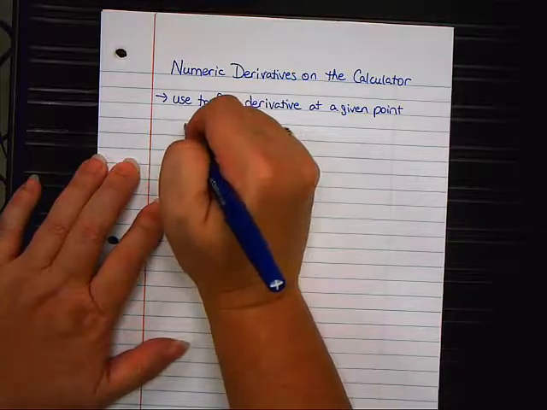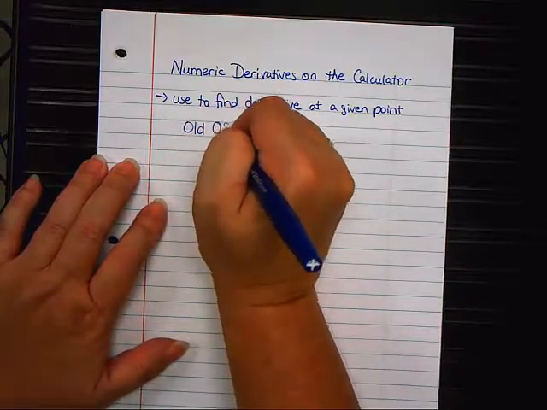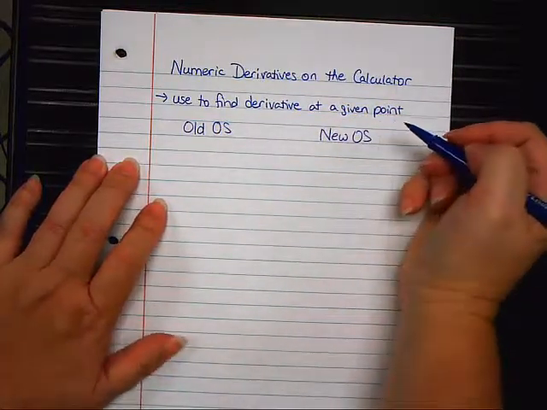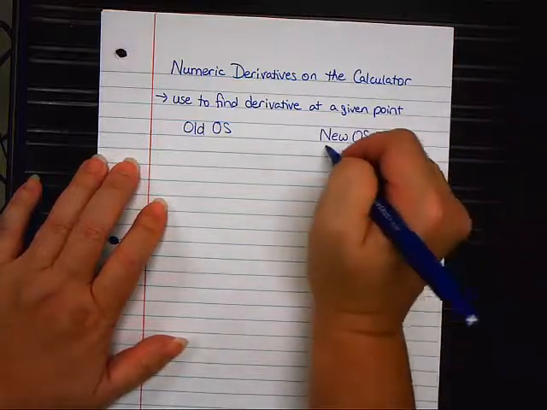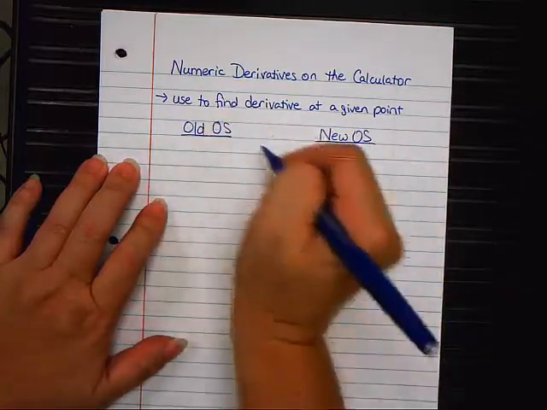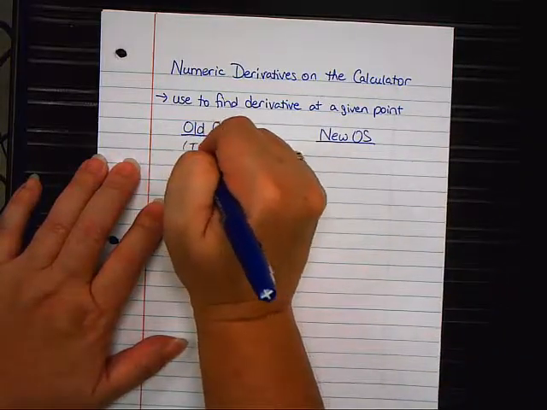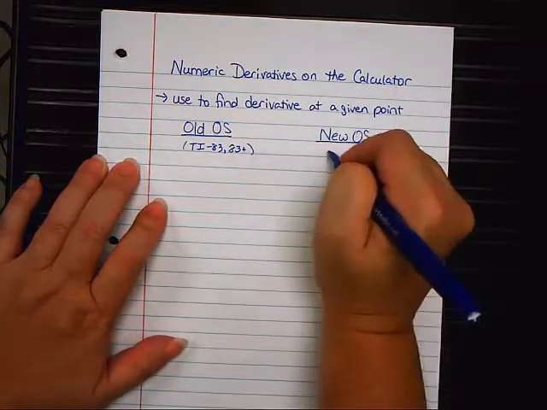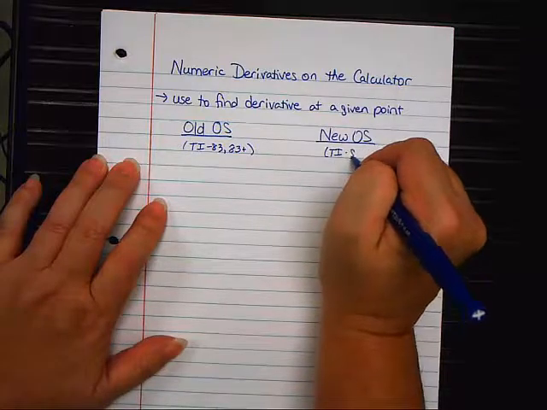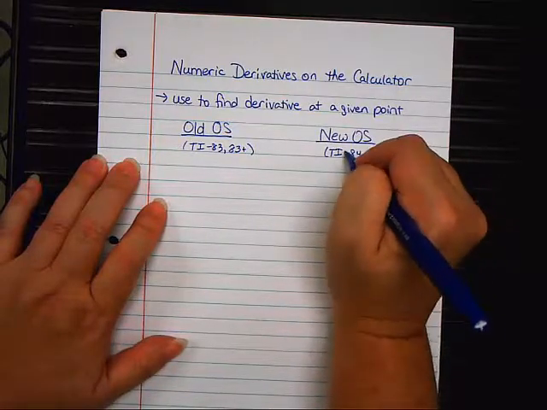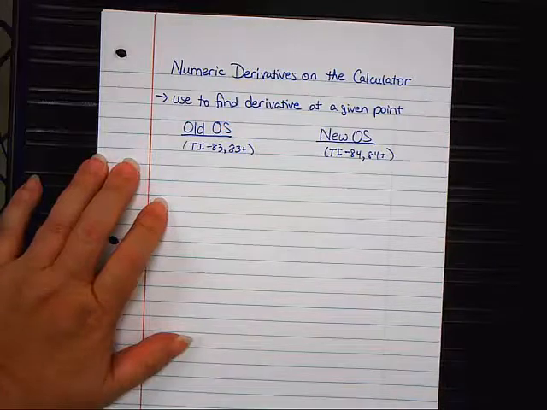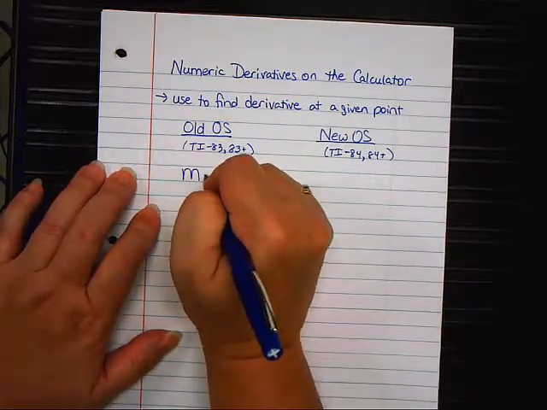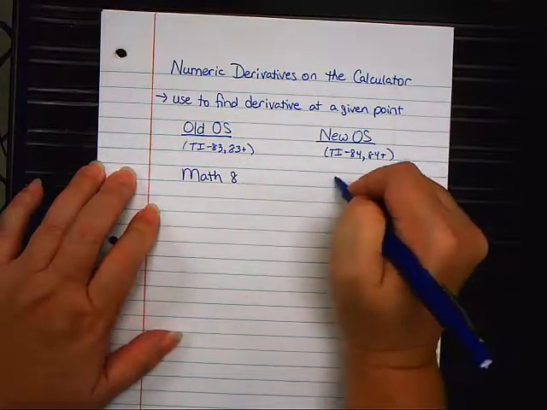I'm going to write down old OS and new OS. Do you think you know what OS means? Operating system, exactly. This is for those of you who have a TI-83 or an 83 plus calculator. This one is for those of you who have a TI-84 or an 84 plus calculator with a new operating system on it. I think for both calculators, you are going to type Math 8.